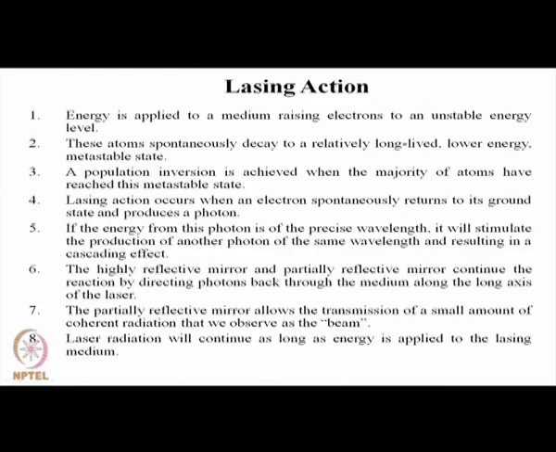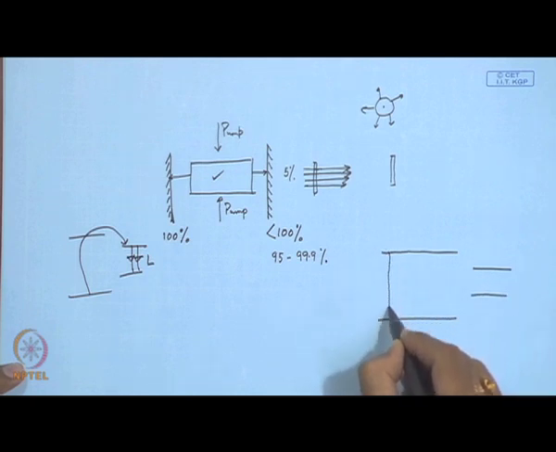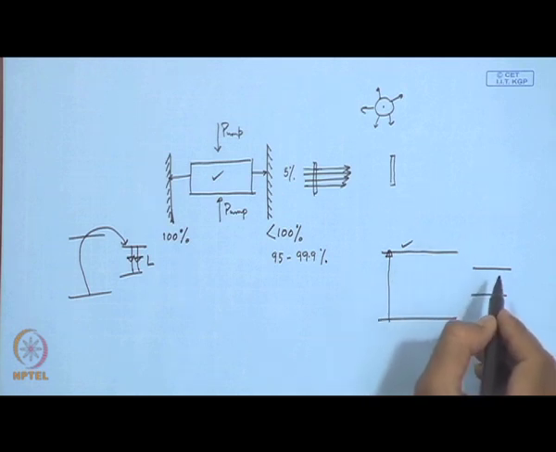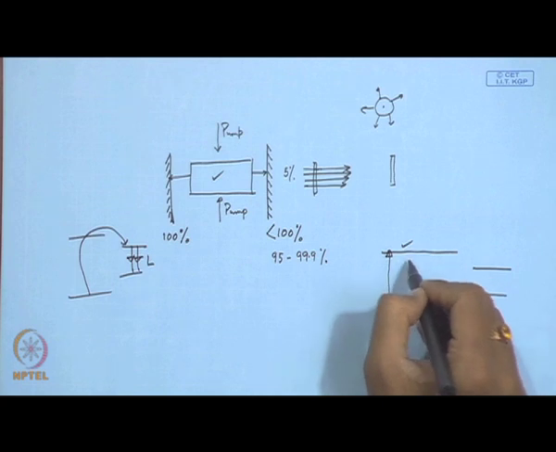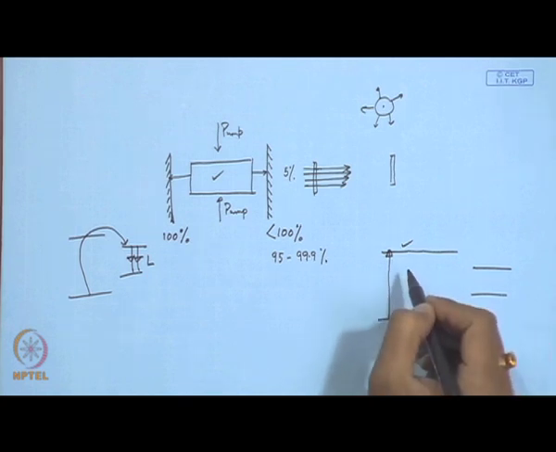So, lasing action, let us say in points. Energy is applied to a medium raising electrons or molecules to an unstable energy level. Like here, this one is your unstable energy level. Maybe it happened because of this electronic excitation, or maybe some other means, maybe collision could be another way of pumping.